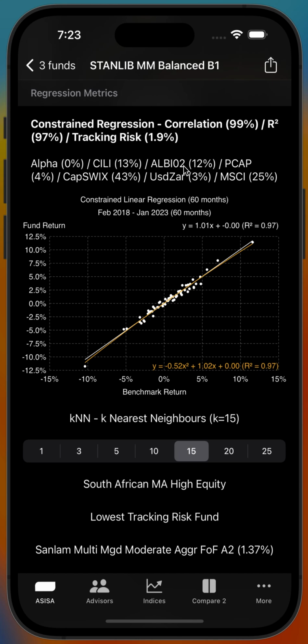The ALBI 03, which is the bucket that has the bonds from 3 to 7 years, 12%. The PCAP, which is the capped property index, at 4%. That's probably in the right sort of region. The capped SWIX at 43%. That's local equities, probably in the right sort of ballpark. USD/ZAR 3%, and MSCI, which is global equities, at 25%. So total equities at about 68% seems about right for the fund.